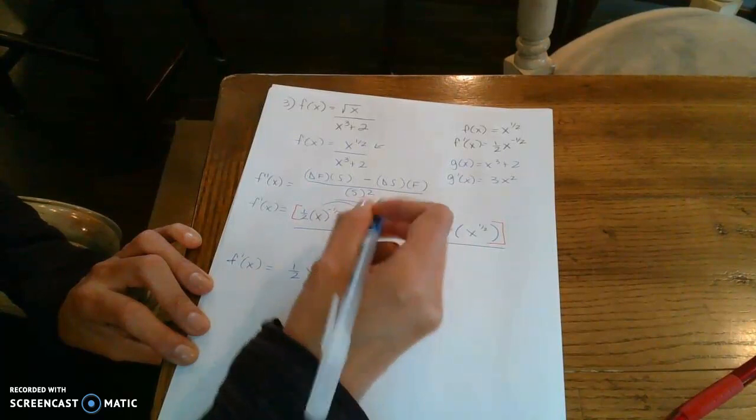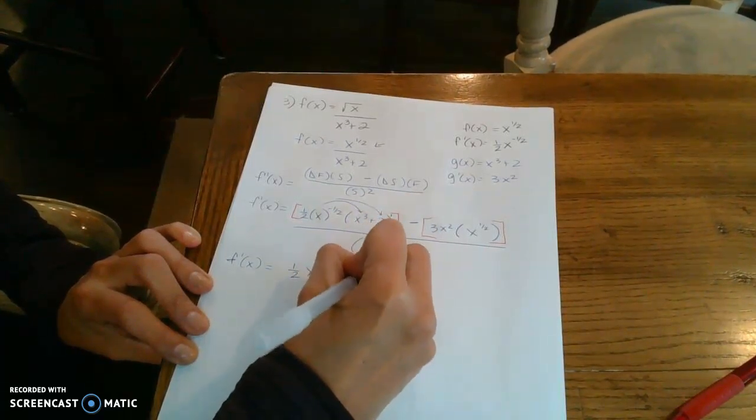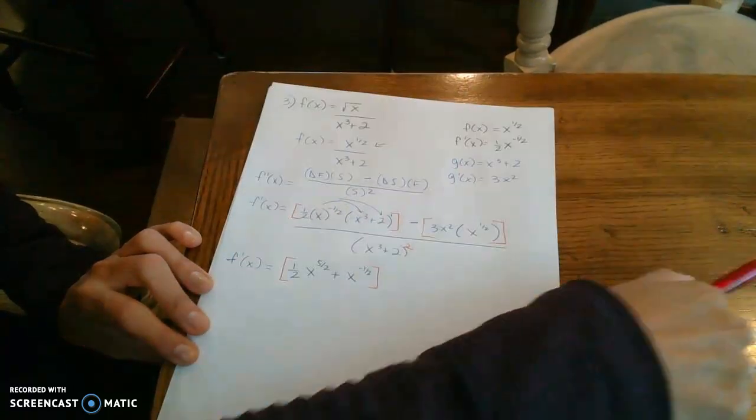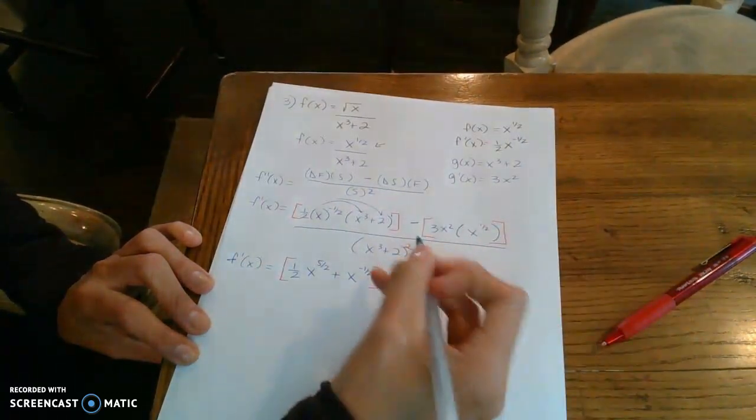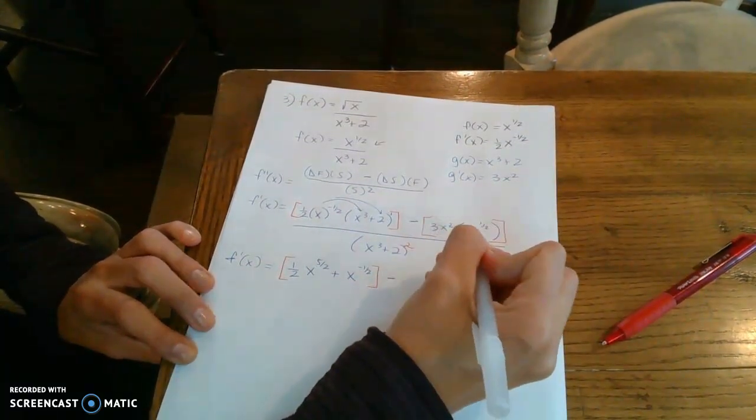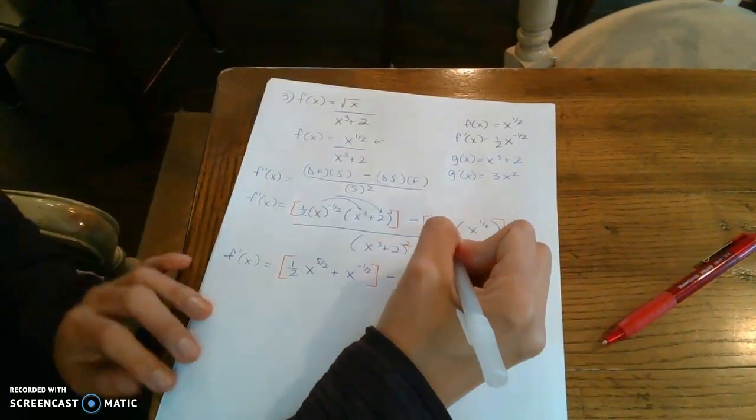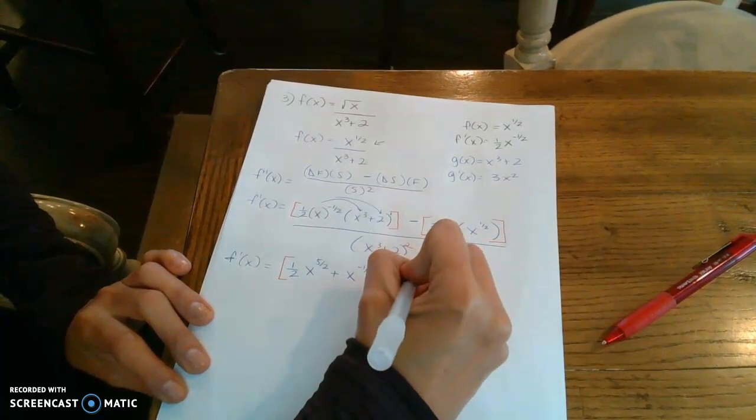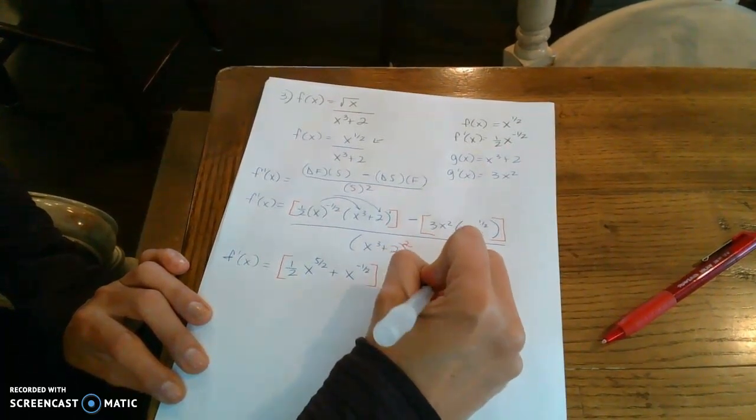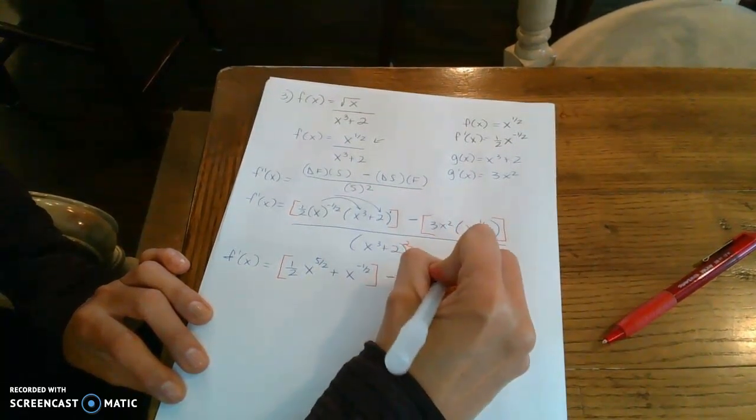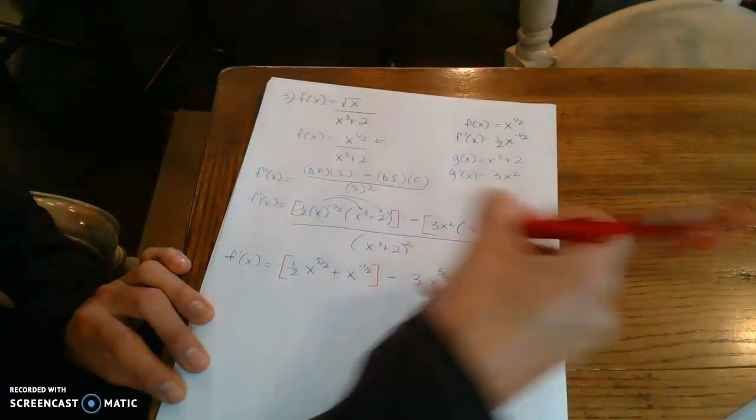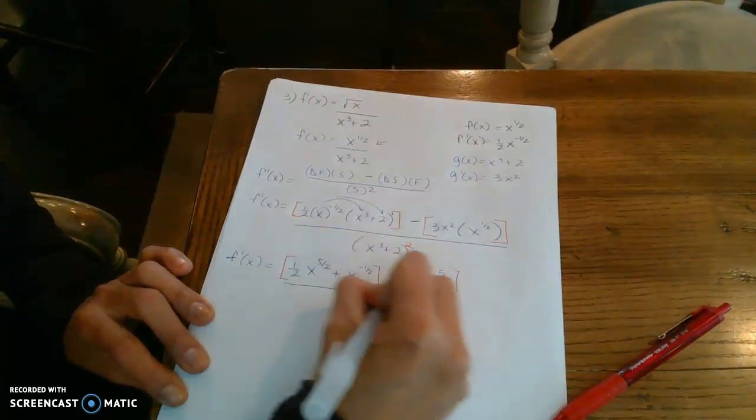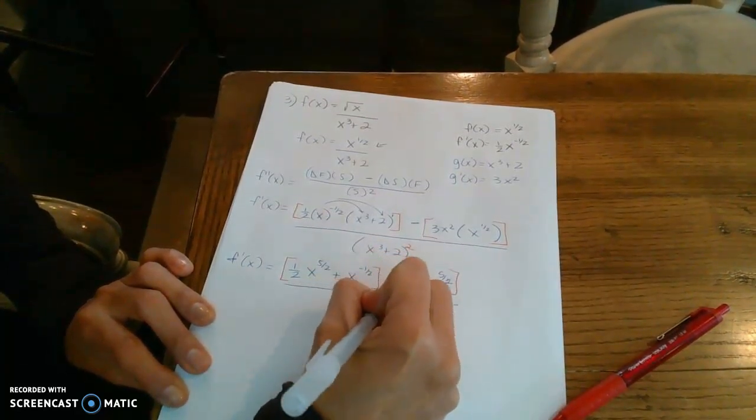1/2 times 2 is just 1, so I get x to the negative 1/2 in my first parentheses, minus, and this is just the monomial, 3x squared times x to the 1/2. Here you add those exponents, so I get 2.5 again, and that's going to be 3x to the 2.5, which is the same thing as 5/2. So that's in my second, all over the denominator squared.